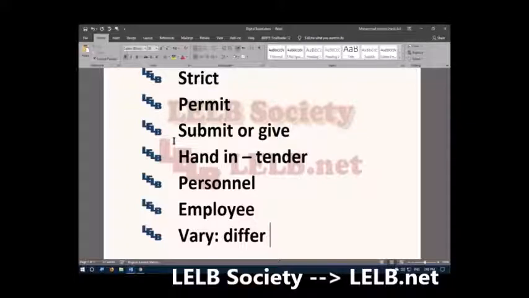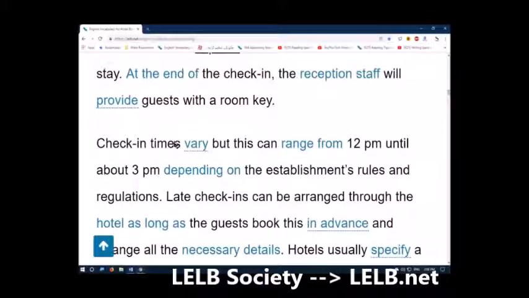Alter. But this can range from, means to be different from 12 p.m. until about 3 p.m. depending on the establishment's rules and regulations.